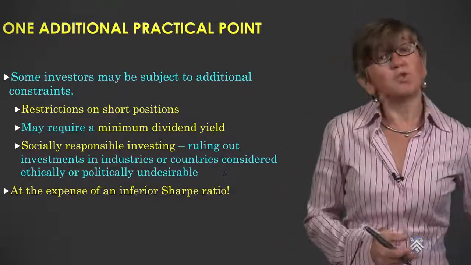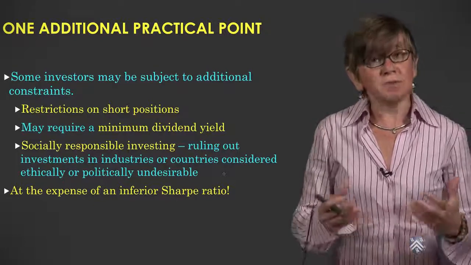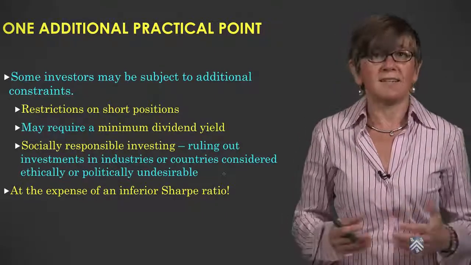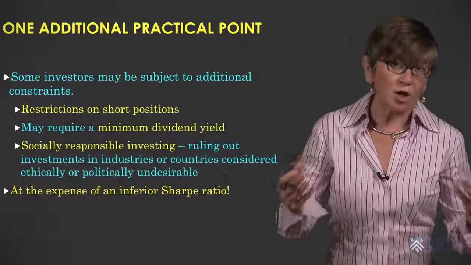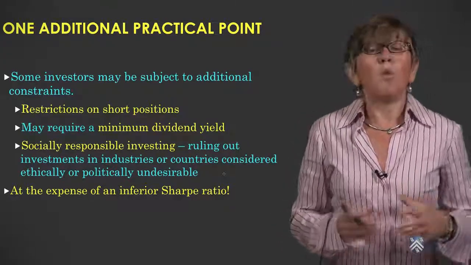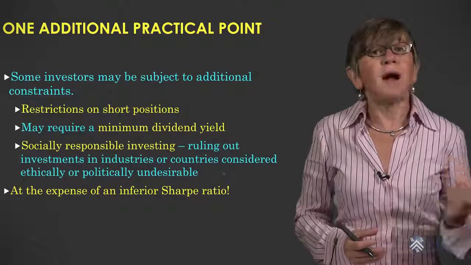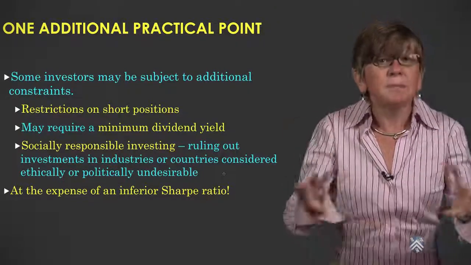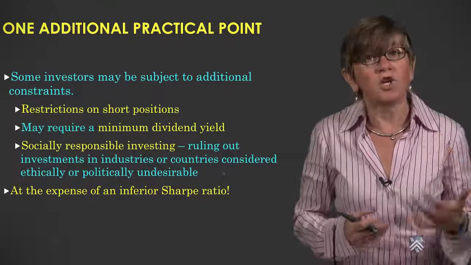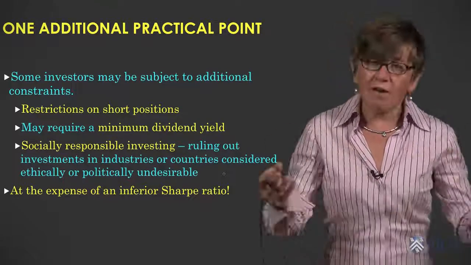Another example is socially responsible investing. What is socially responsible investing? It is an investment style that rules out investments in industries or countries that are considered to be ethically or politically undesirable by the investor. For example, tobacco might be undesirable to you. Now, the general point I'm trying to make here is that while we can incorporate all of these desires and constraints into the optimization problem, the price tag for the investor is that the optimal portfolio solution that comes out of these extra constraints is going to offer a lower Sharpe ratio than the one that could have been obtained without the constraints. So more constraints, obviously an inferior solution.